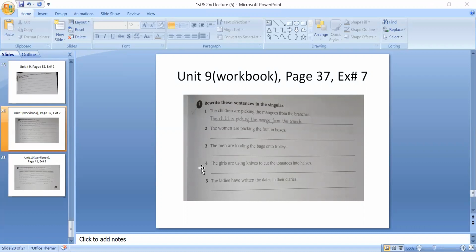Students, please be attentive. The girl is using knife to cut the tomato in half. Please write it in this blank space.